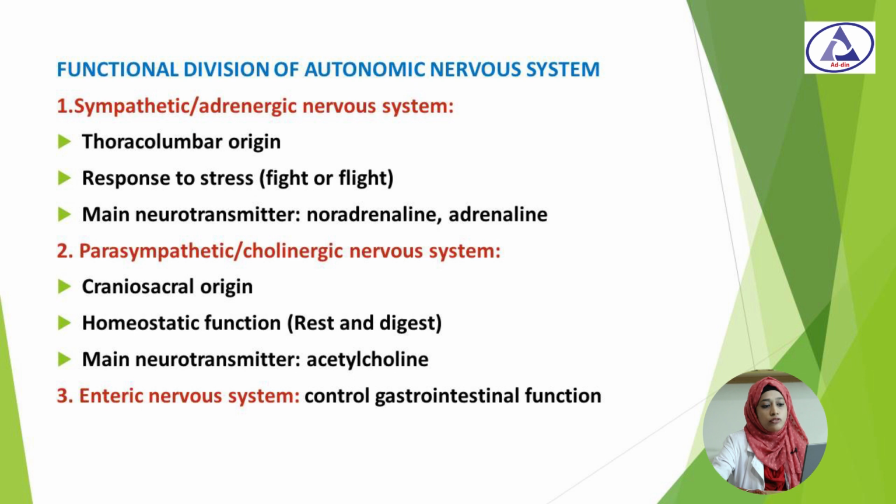The functional divisions of the autonomic nervous system are: number 1, sympathetic or adrenergic; number 2, parasympathetic or cholinergic; number 3, enteric nervous system, which controls gastrointestinal function. The sympathetic or adrenergic nervous system has thoracolumbar origin, responds to stress, fight or flight, and its main neurotransmitters are noradrenaline and adrenaline. The parasympathetic or cholinergic nervous system has craniosacral origin, homeostatic function, rest and digest, and its main neurotransmitter is acetylcholine. The enteric nervous system controls gastrointestinal function.